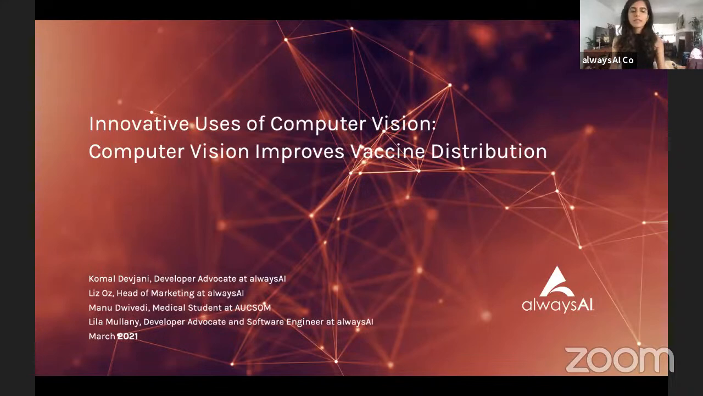And then we have Lila Mullany, who is a developer advocate and software engineer at alwaysAI. She has built a few applications that address these problems from a computer vision perspective. What are the ways computer vision can help? What are some of the key questions computer vision can help answer? And ultimately, how it can improve this entire process. So with that said, I'm really excited to invite Liz Oz for the next piece. Liz?